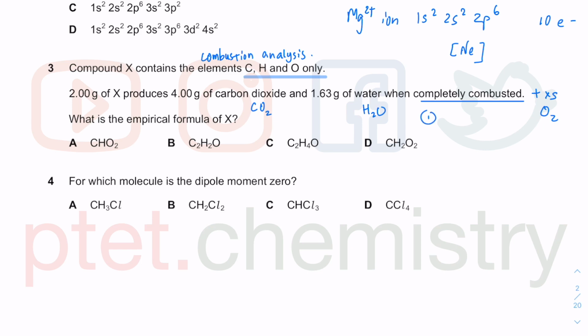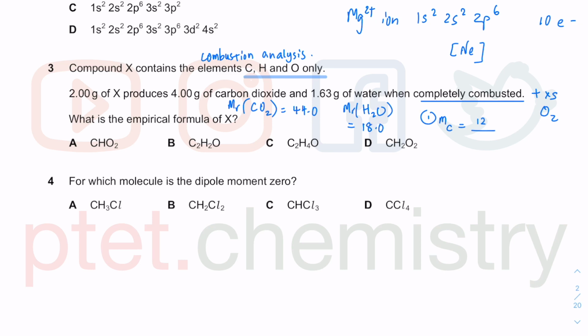So the first thing we need to do is find the mass of carbon inside the carbon dioxide. So out of 44, because the Mr of CO2, on your periodic table, you will get 12.0 relative atomic mass for 1 carbon. So 12.0 plus 2 times 16.0, this gives me 44.0. And then for water, you get 2 times 1.0 plus 16.0, you're going to get 18.0.